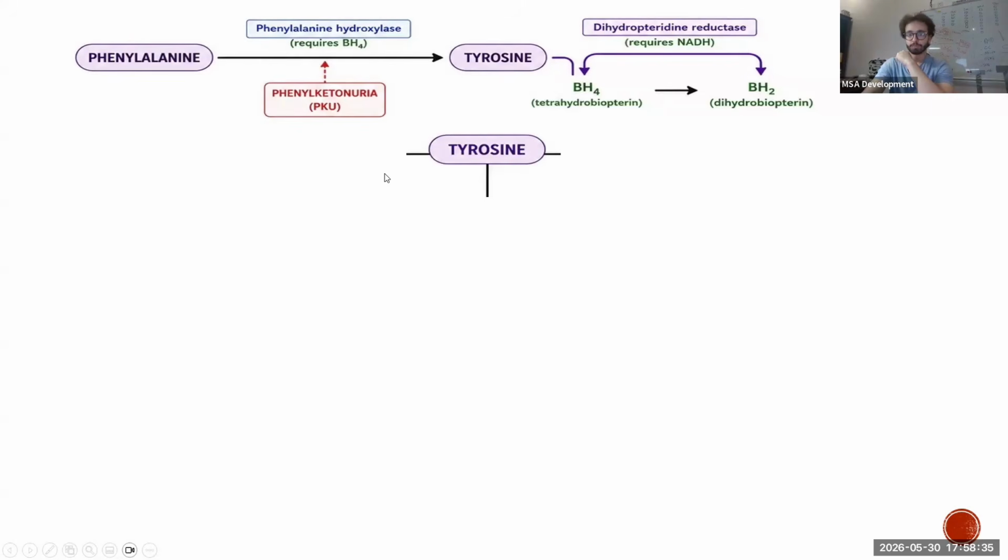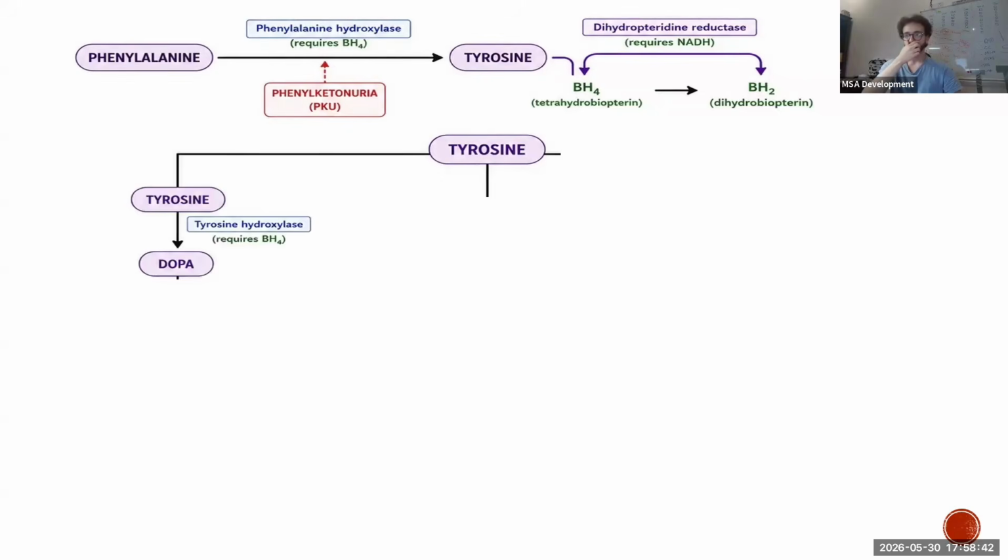Do you see why there are 3 arrows? Because there are 3 different pathways. Tyrosine can become a lot of different things. One of them is the pathway of catecholamines, epinephrine, norepinephrine, and so on. How does this happen? First of all, tyrosine is converted to dopa by the enzyme tyrosine hydroxylase. This requires BH4. Dopa, from its name, will become dopamine. This happens by the enzyme dopa decarboxylase.